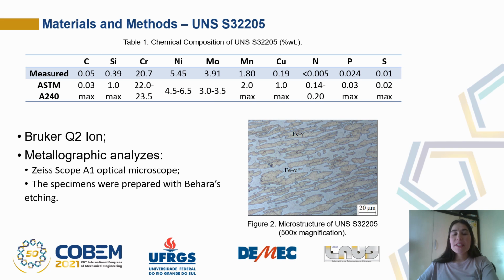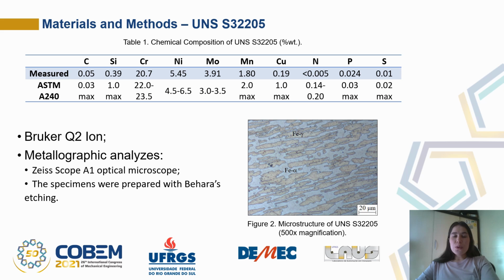Material and methods. The chemical composition of the duplex stainless steel sheet supplied by Otto Company was obtained by the optical emission spectrometer, and after compared with the ASTM A240 standard. The table presents the results of the analysis. Metallographic analyses were performed with a Zeiss Axio A1 optical microscope. The specimens were prepared with Ferrara X.